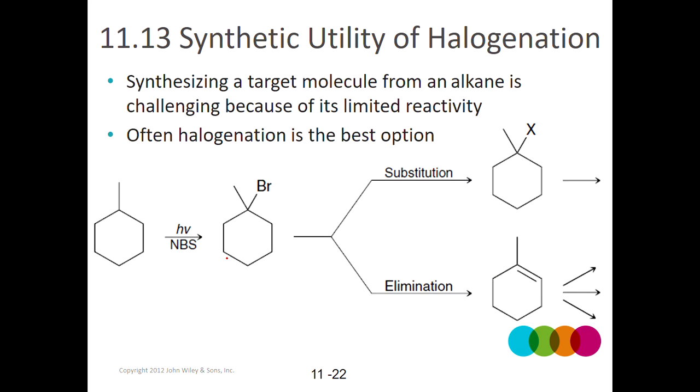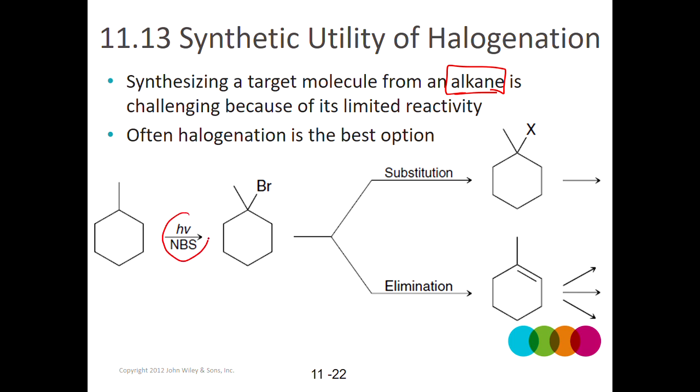So here's an example. Let's say I want to synthesize some structure. I want to synthesize a target molecule from an alkane. That's challenging because an alkane is just carbons and hydrogens. There's no leaving group, so I can't do a substitution very easily. There's no alkene, so I can't do an addition reaction. There's no leaving group to allow for elimination. All the reactions we talked about last semester required either a leaving group or an alkene or an alkyne. This doesn't have any of that.